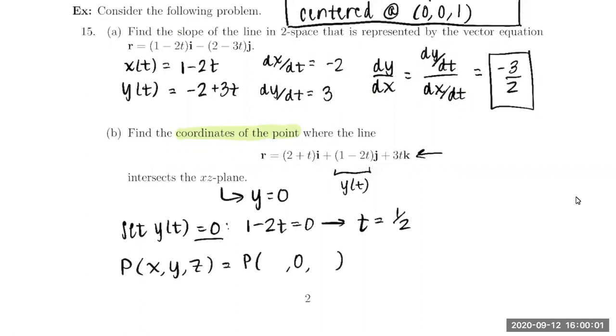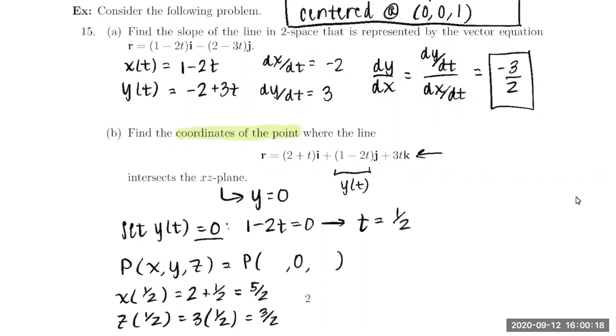All right, so all we're going to do is evaluate the x component function at 1/2. So that's 2 plus 1/2, or in other words, 5/2. And I'm going to do the same with the z component function, 3 times 1/2, or 3/2. So my point here is (5/2, 0, 3/2). This is my point of intersection.